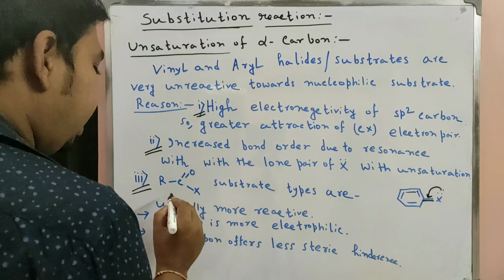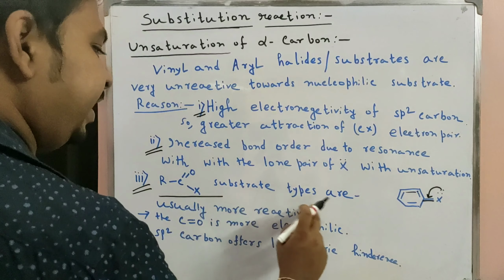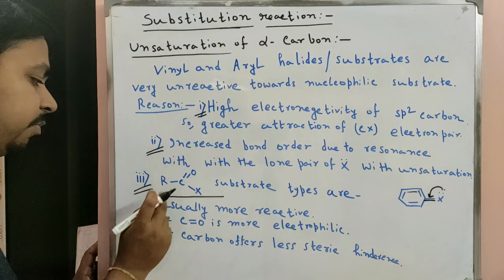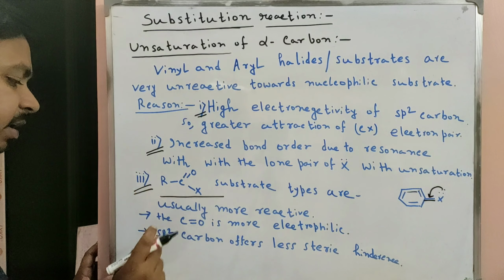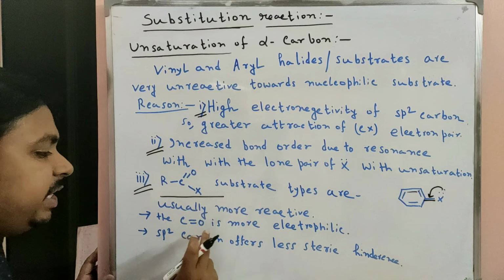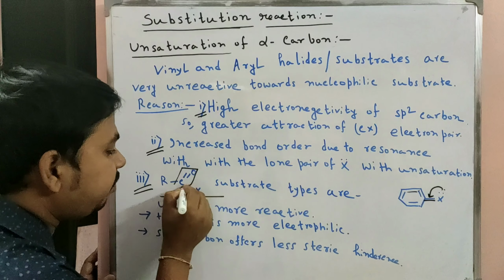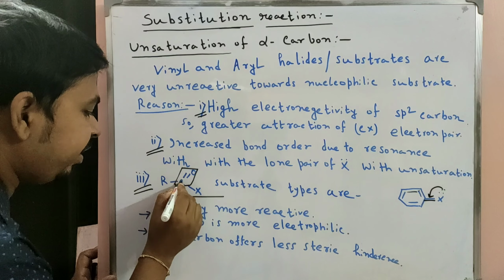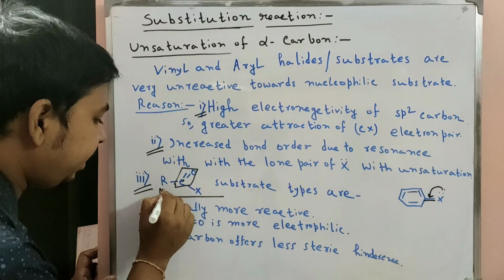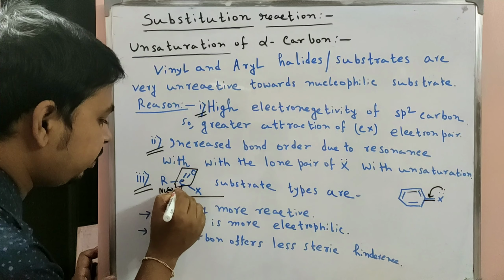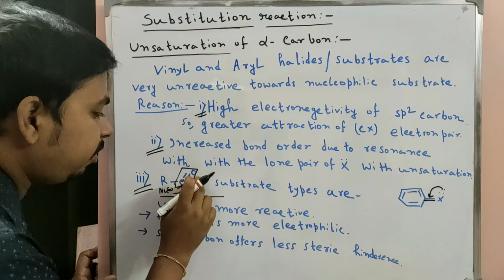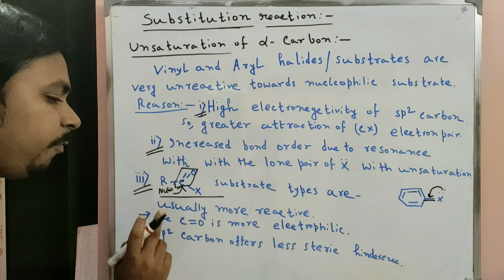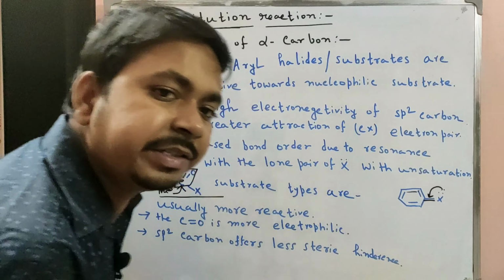And the third point is that RCOX type substrates are usually more reactive. This type of substrate is usually more reactive towards nucleophilic attack because the C double bond O is more electrophilic. This center is more electrophilic, so the nucleophile easily attacks through this center. So C double bond O is more electrophilic. And the second point is that the sp2 carbon offers less steric hindrance.